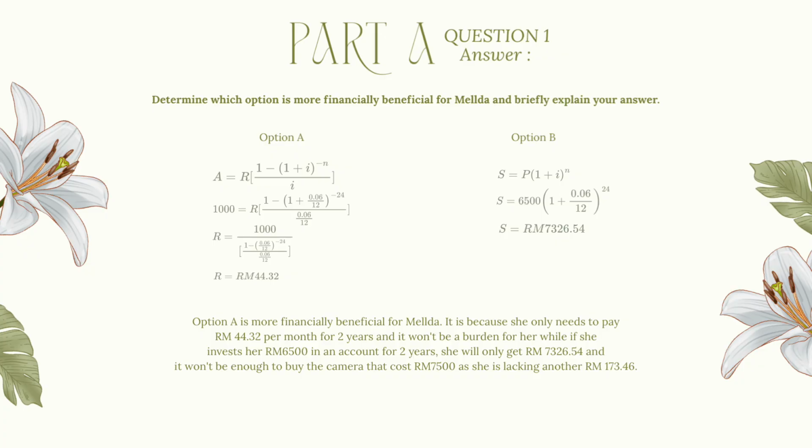It is because she only needs to pay 44 ringgit 32 cents per month for 2 years, and it won't be a burden for her, while if she invests her 6,500 ringgit in an account for 2 years, she will only get 7,326 ringgit 54 cents, and it won't be enough to buy the camera that costs 7,500 ringgit, as she is lacking another 173 ringgit 46 cents.